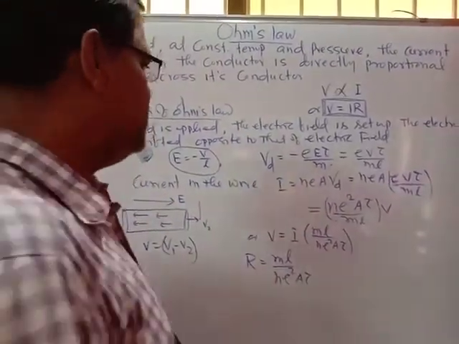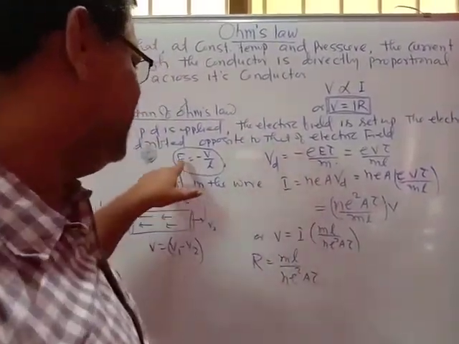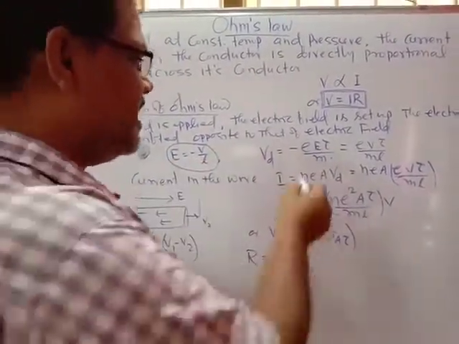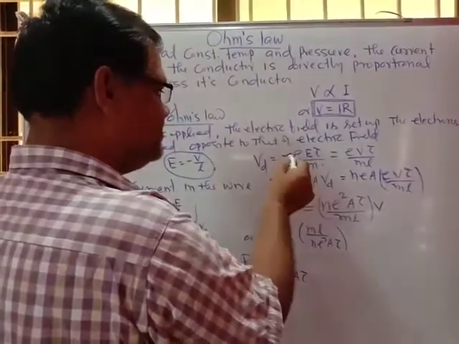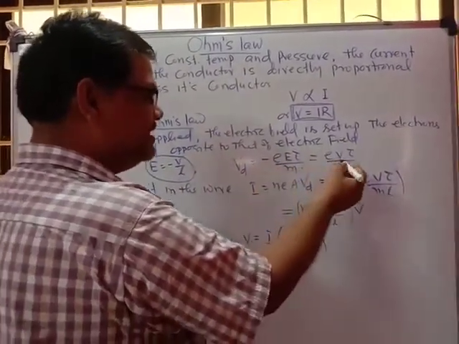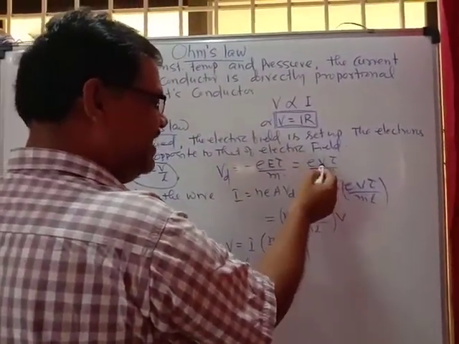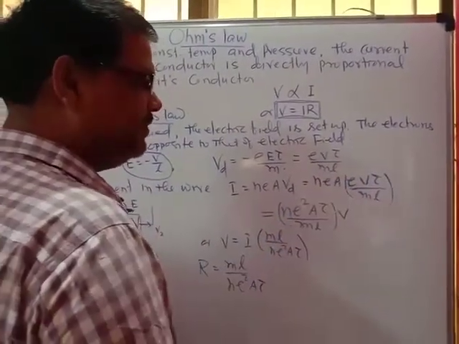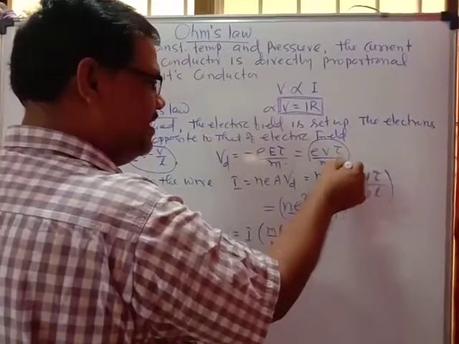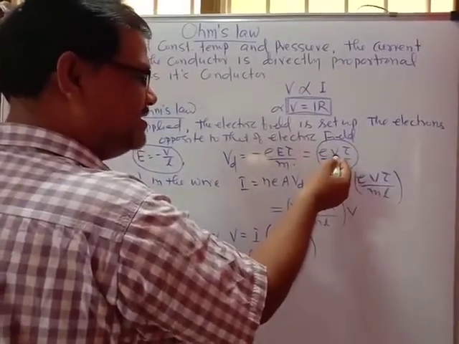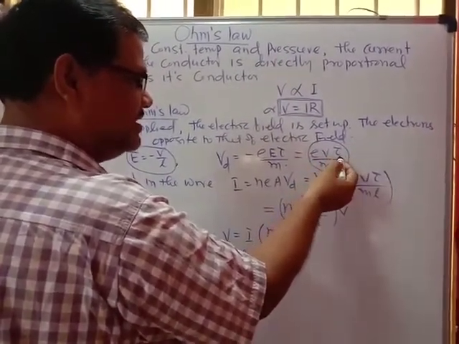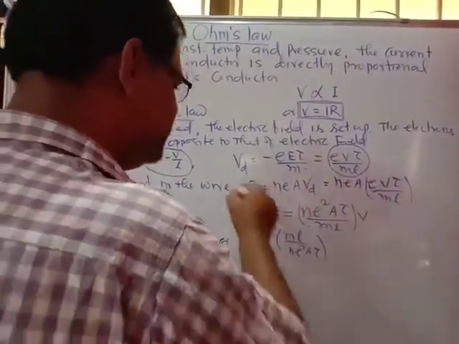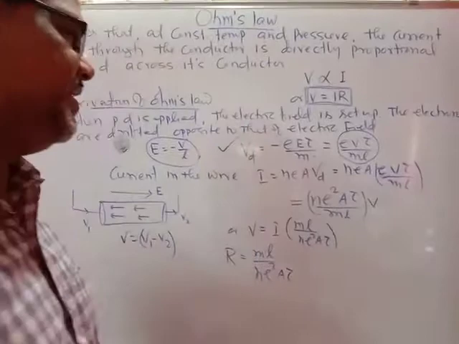If you put minus V by L in place of E, the minus minus becomes plus. So what remains is e V tau upon m L. You are finding the drift velocity: e, V is the potential difference, tau is the relaxation time, upon mass into length of the conductor. That is Vd, the drift velocity of electrons.